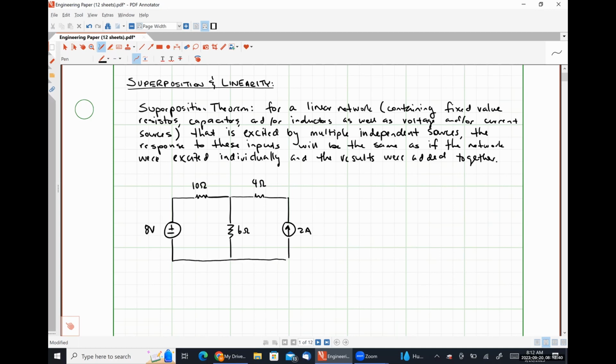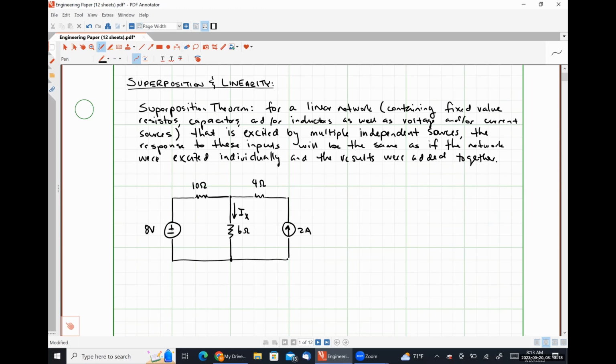So we have a circuit here that is being excited by multiple independent sources, right? There is an independent voltage source on the left-hand side of the circuit supplying 8 volts, and there's an independent current source on the right-hand side supplying 2 amps. So our first criterion is checked. I'm going to define the response that we're interested in to simply be the current flowing through the 6 ohm resistor, which I'm going to call IX.